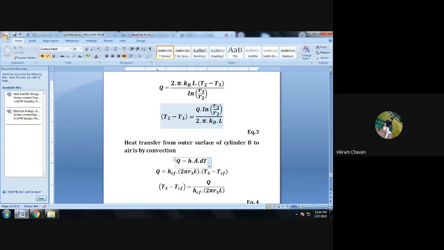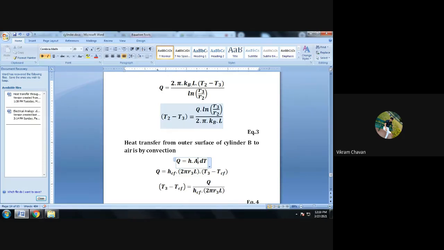So that area will become 2πR3 multiplied by L, multiplied by the surface temperature of cylinder B minus the cold fluid temperature. Surface temperature minus cold fluid temperature, so T3 minus T_Cf. So we get the equation Q = h_Cf × 2πR3L × (T3 − T_Cf).